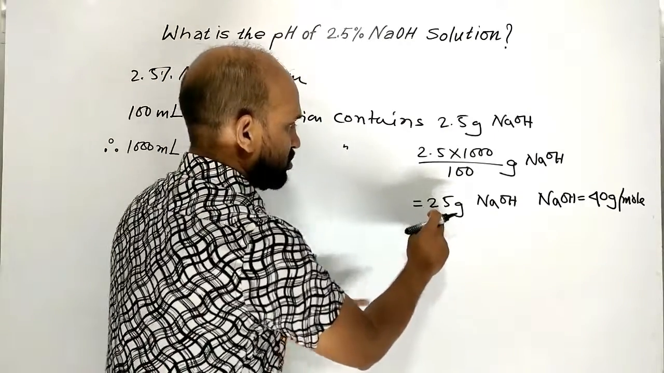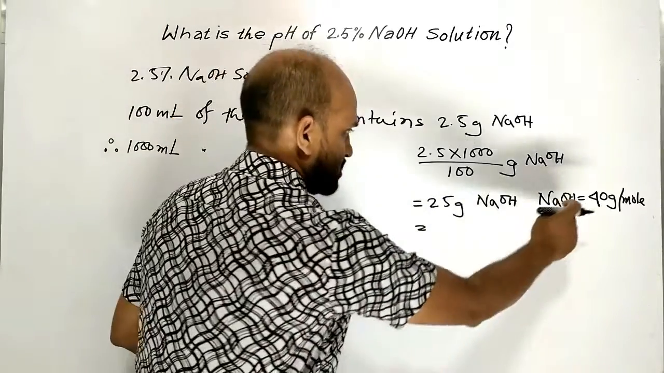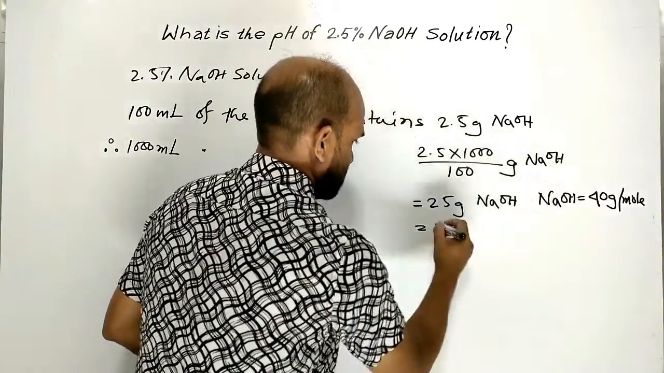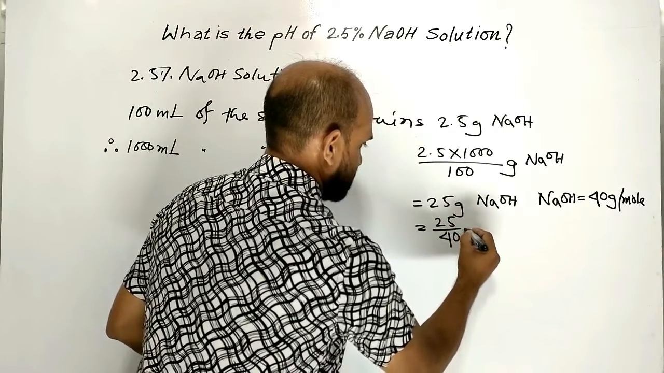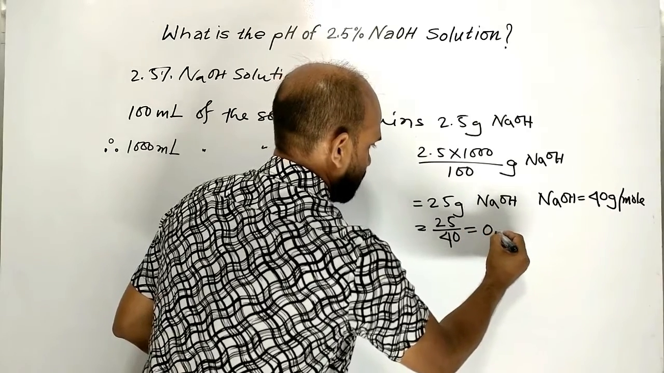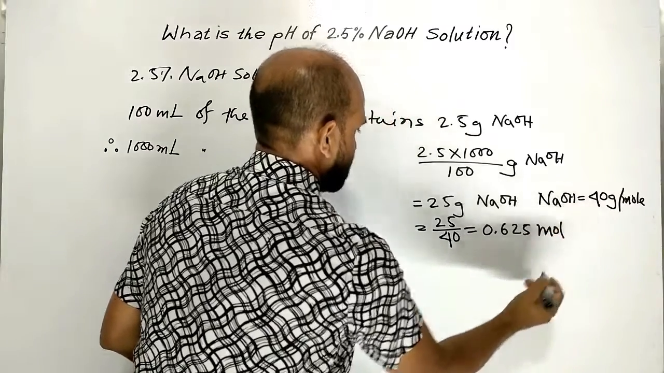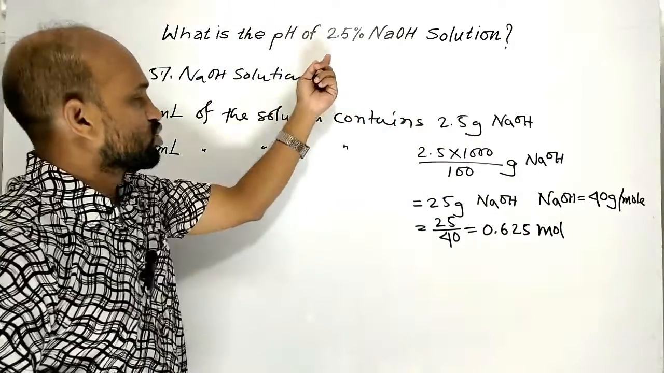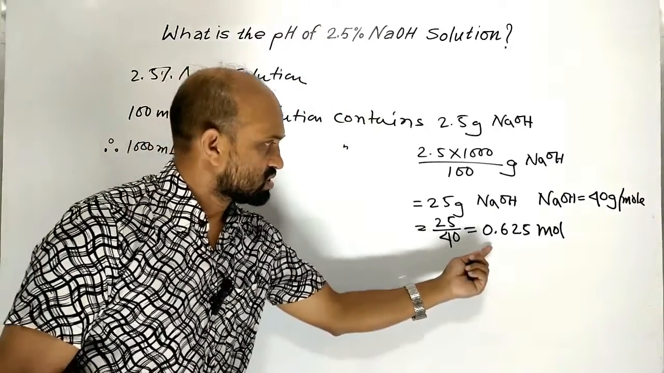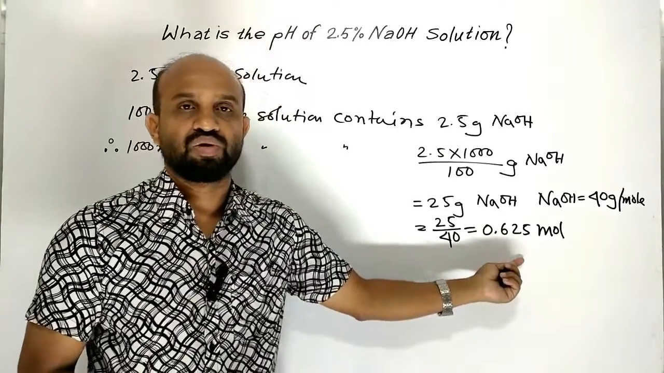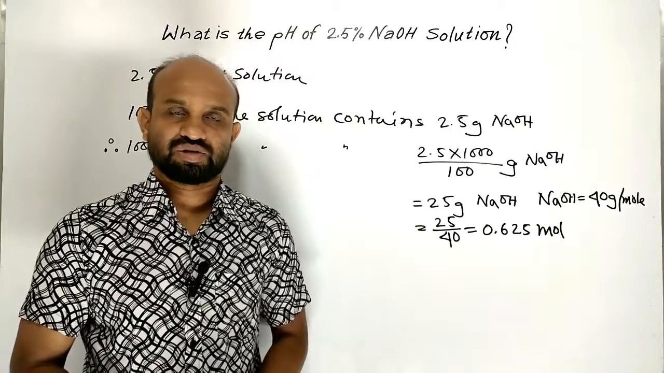Now this amount has to be converted to mole by dividing by 40. 25 divided by 40 is equal to 0.625 mole. That is, 2.5% sodium hydroxide solution contains 0.625 mole sodium hydroxide.